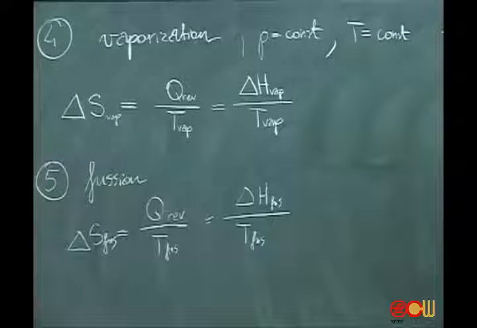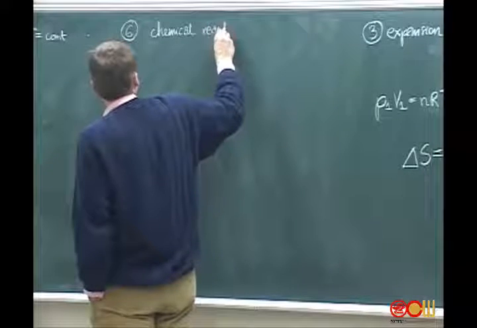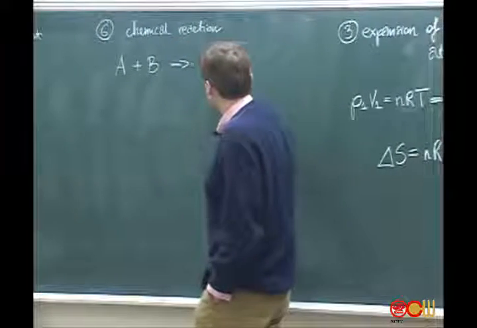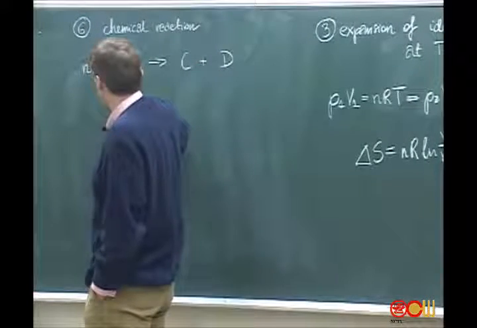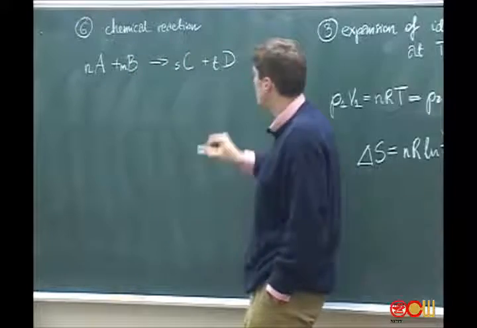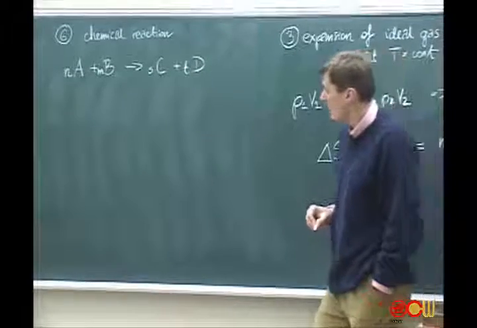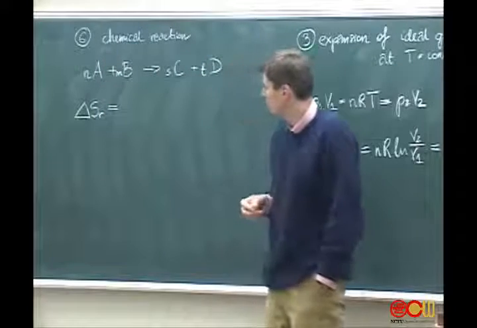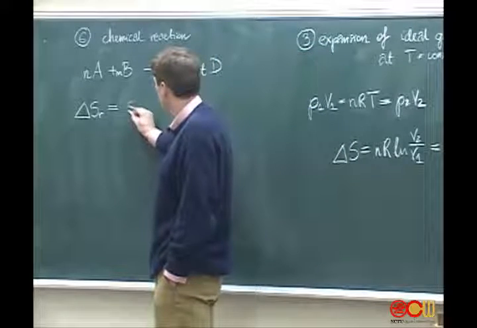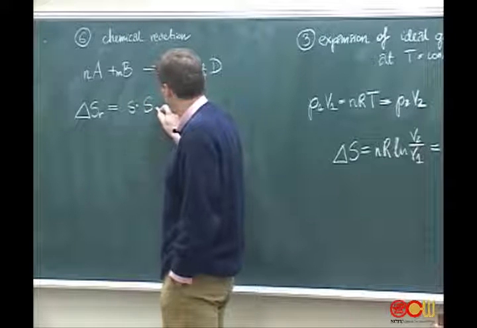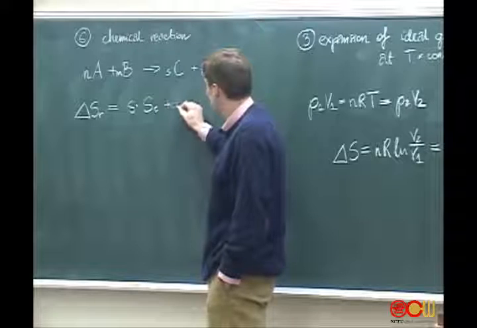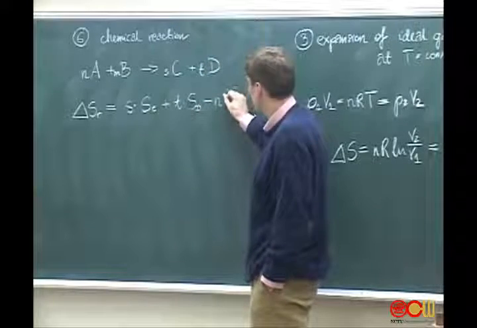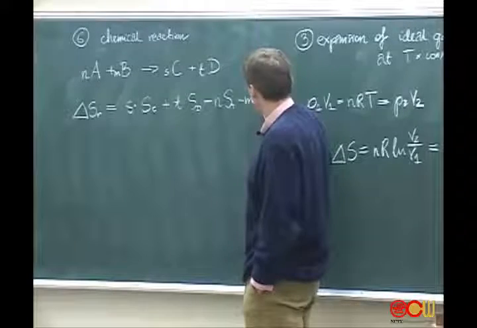Now you go farther, you go to chemical reaction. Let's say you have A plus B giving you C and D. Let's put some coefficients, N, M, S, and T. And this is my reaction. I want to calculate the entropy change for this reaction. Then the entropy change for the reaction is equal to S times the entropy of C plus T times the entropy of D minus N times the entropy of A minus M times the entropy of B.